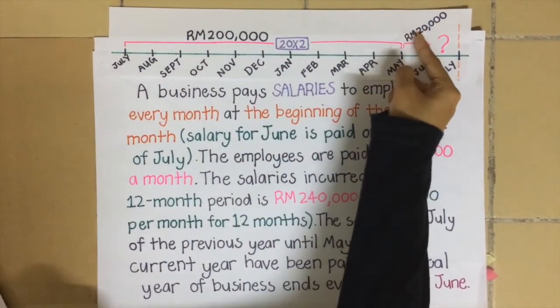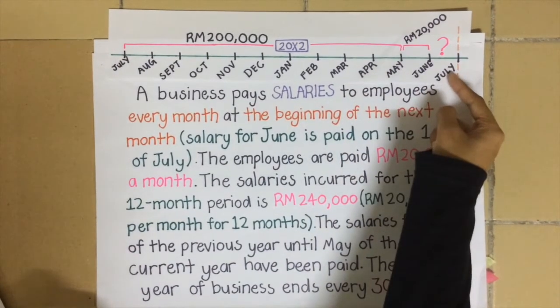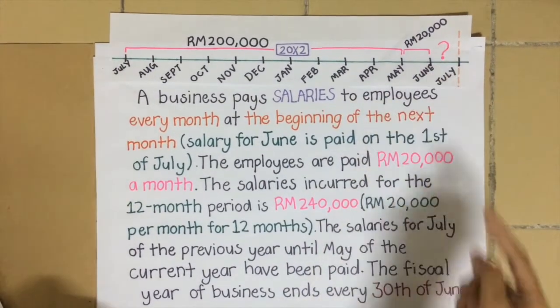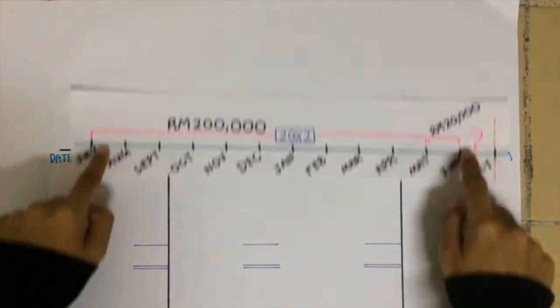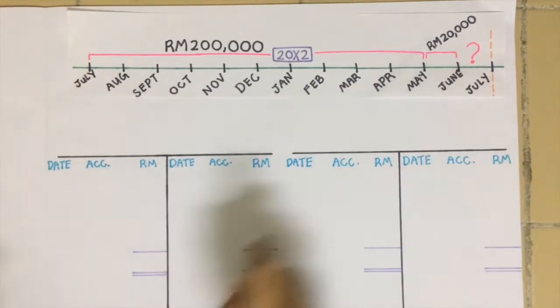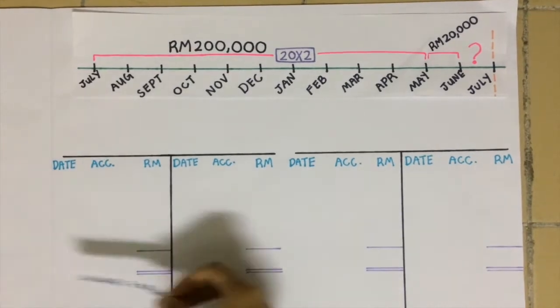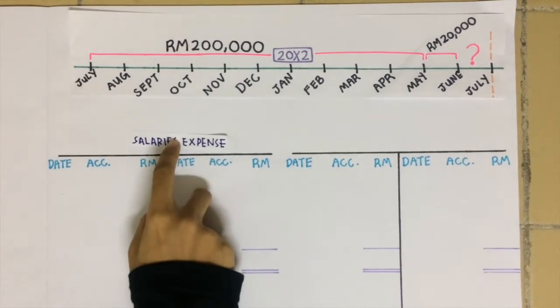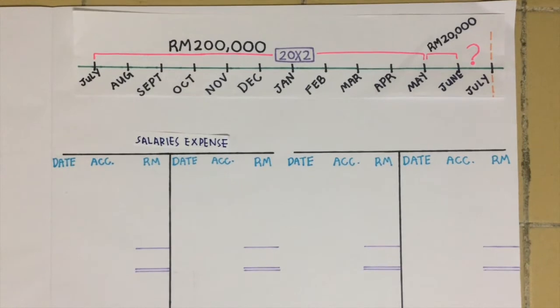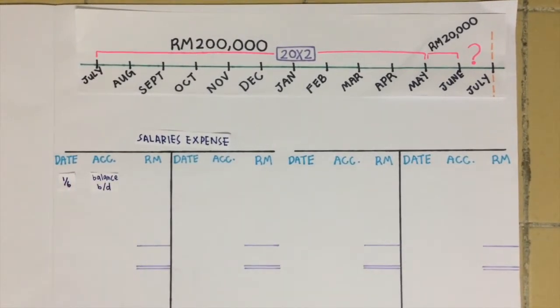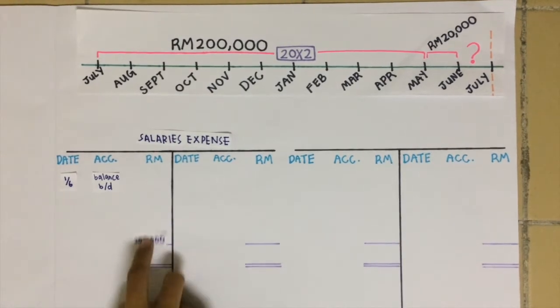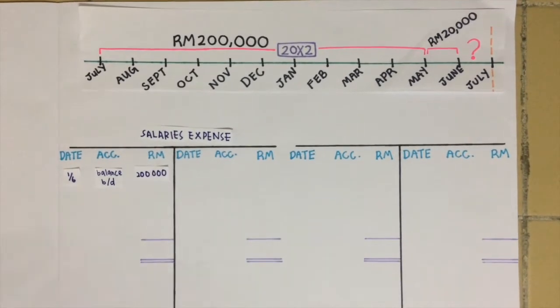As May salary is paid on the 1st of June, we need to show the transaction. The question mark here refers to the June salaries that will be incurred. Here are the transactions of the account. For salaries expense account, on the debit side, we record balance b/d 200,000 ringgit, which is salaries from July of previous year until April of the current year.